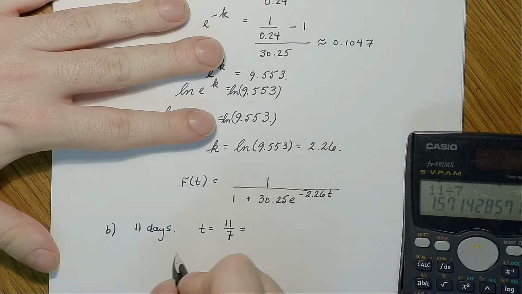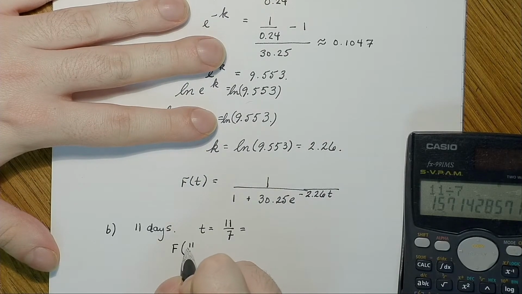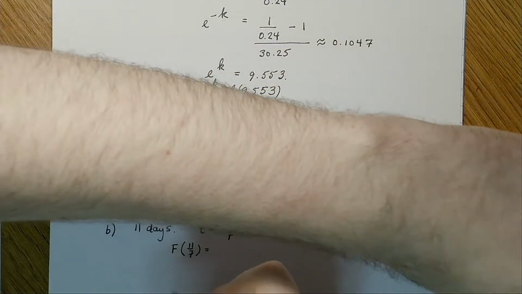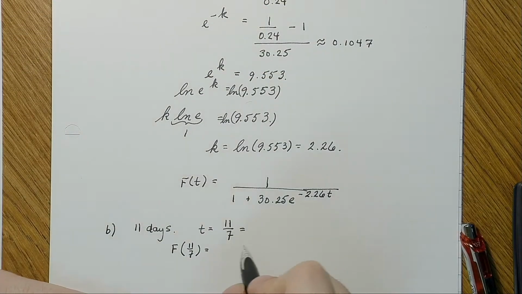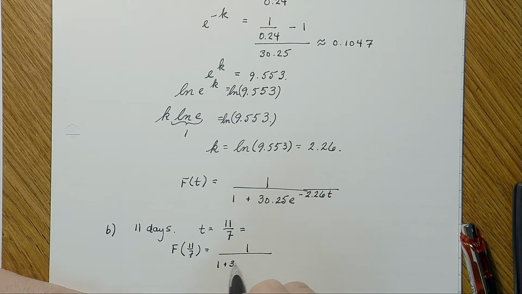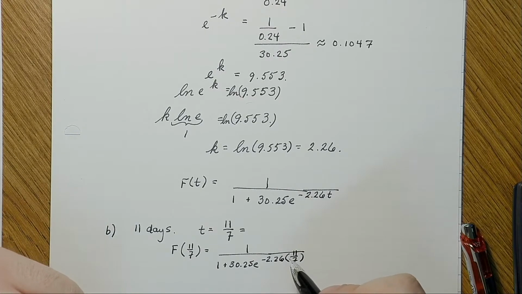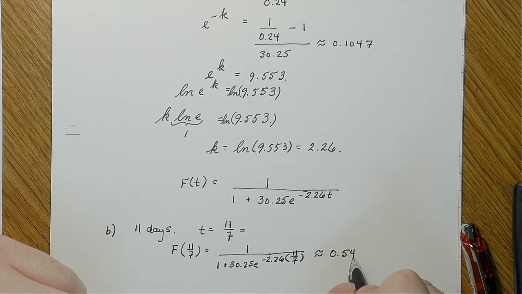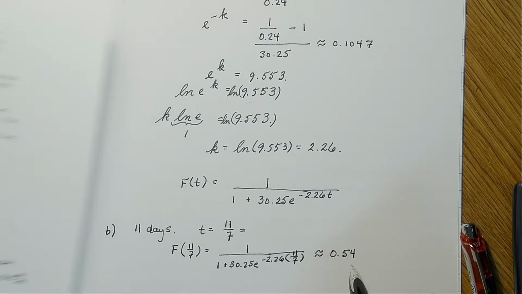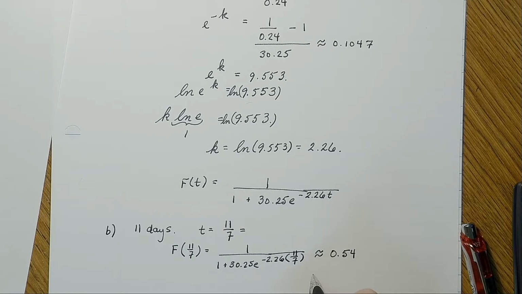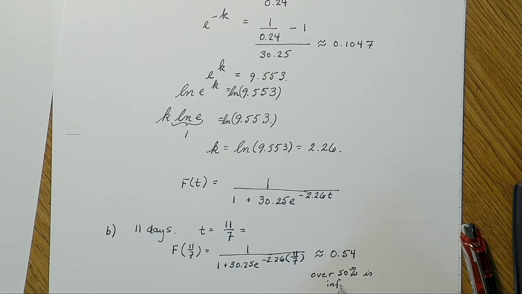So we just substitute in that value. So we have f of 11 over 7 is equal to 1 over 1 plus 30.25 e to the minus 2.26 of 11 sevenths. And that works out to approximately 0.54. So that means that over 50% is infected by day 11.